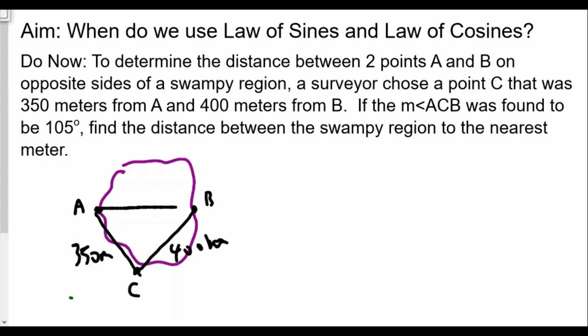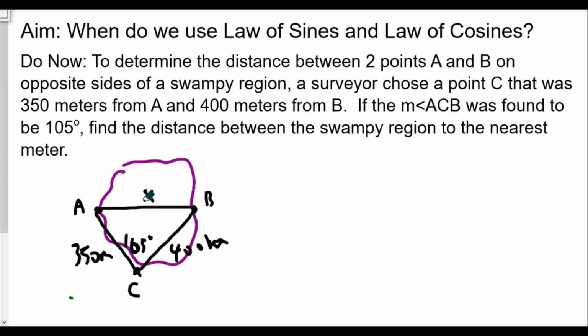And so we want to find distance between the swampy region. And the angle in between is going to be 105 degrees. Okay, so we'll find this distance. We'll call this distance between A and B X.